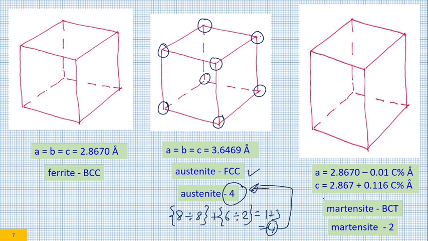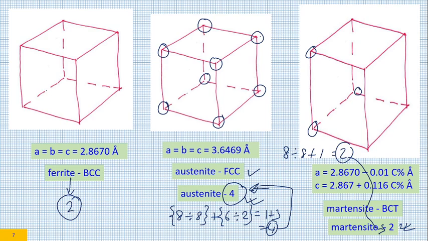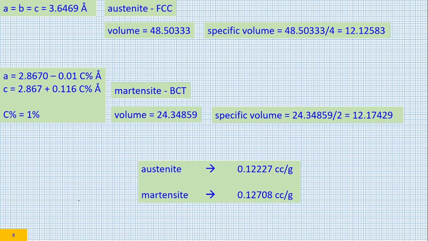In case of martensite, these are the corner atoms. So once again 8 divided by 8, and there is a central body atom. So that is 1, that is not shared. So there are 2. So this is equal to your 2. The effective number of atoms in case of austenite is 4. Effective number of atoms in case of martensite is 2. In case of ferrite also it is 2. The logic is same. But we are not concerned about ferrite at this moment.